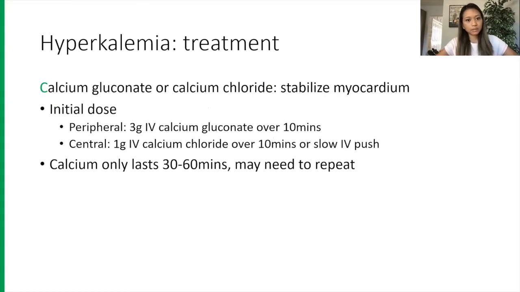So this stabilizes the myocardium. This does not actually lower the potassium. Initial dose would be 3 grams of IV calcium gluconate over 10 minutes if it's peripheral, or 1 gram of calcium chloride over 10 minutes if you have central access. Calcium only lasts for so long, so you may have to repeat the dosing.